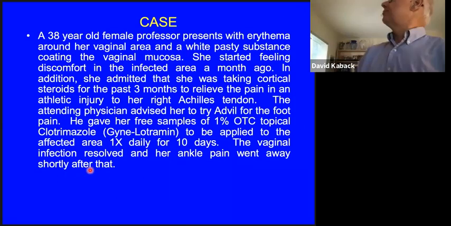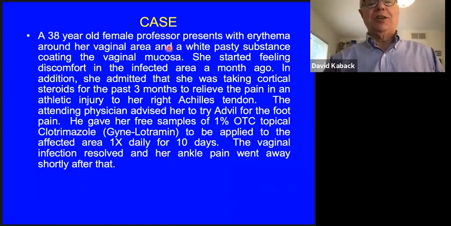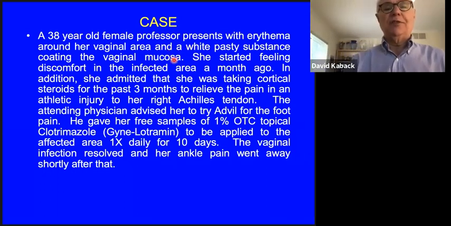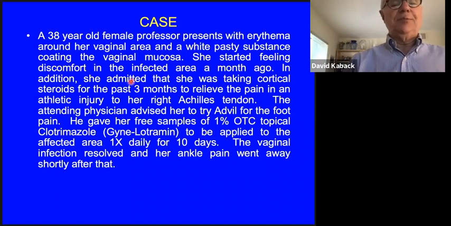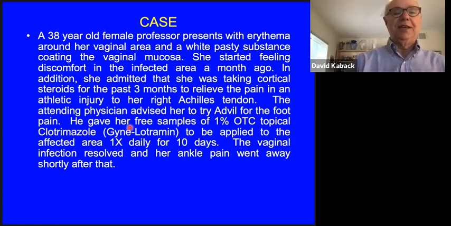Here's a case. We have a 38-year-old female professor who presents with erythema around her vaginal area and a white pasty substance coating the vaginal mucosa. She started feeling discomfort in her infected area about a month ago and admitted she was taking corticosteroids for 3 months to relieve pain from an athletic injury. The attending physician advised her to try Advil for the foot pain. He gave her free samples of 1% topical clotrimazole, aka Gyne-Lotrimin, to be applied to the infected area for 10 days, and the infection resolved, and her ankle pain eventually went away.